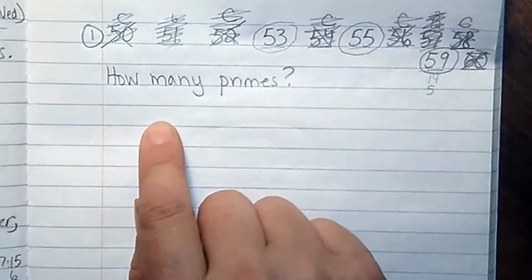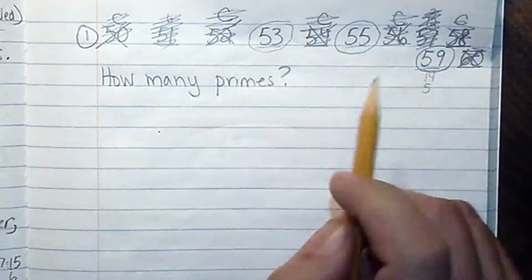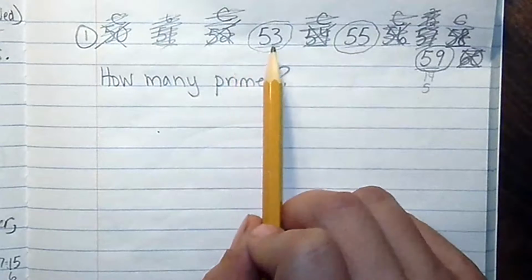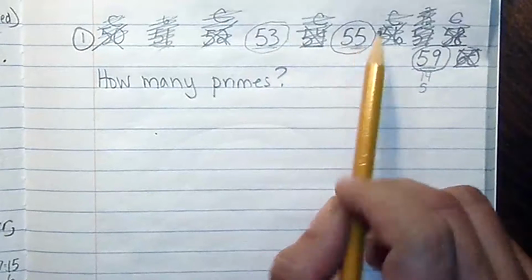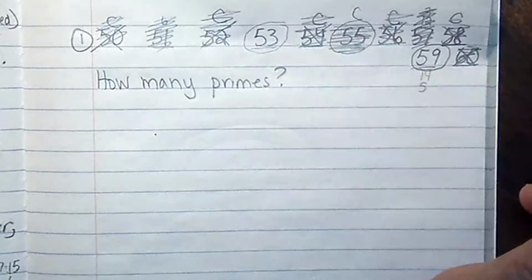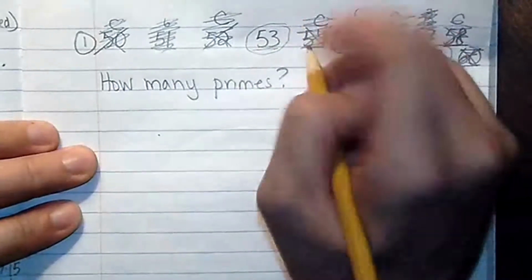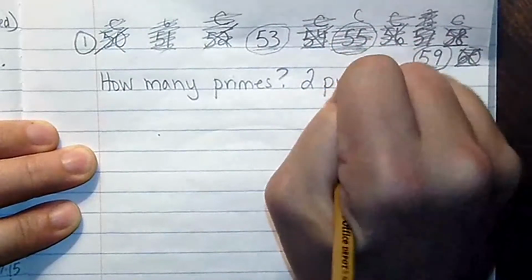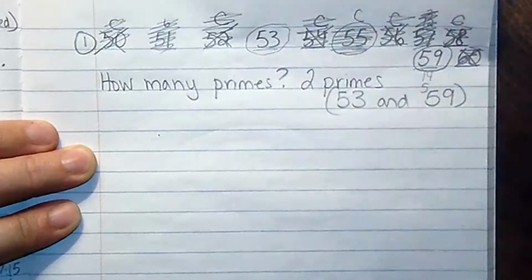Let's keep going. If the last 2 digits are divisible by 4, well, these aren't because they're all odd. Let's look at our 5 rule. If the number ends in a 0 or a 5, does this end in a 0 or a 5? Yes, let's cross that one off. That's definitely composite. I'm left with 2 numbers. So how many primes do I have? 2 primes. And my prime numbers are 53 and 59. And we're done.